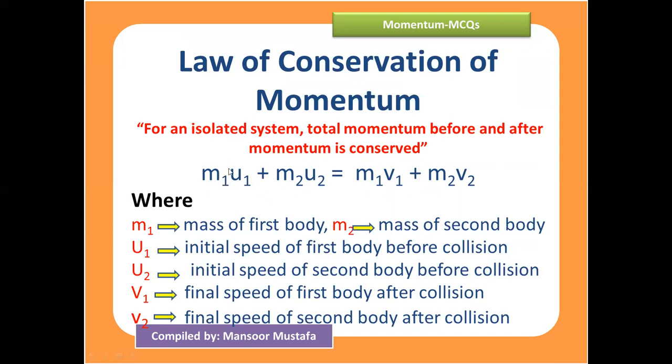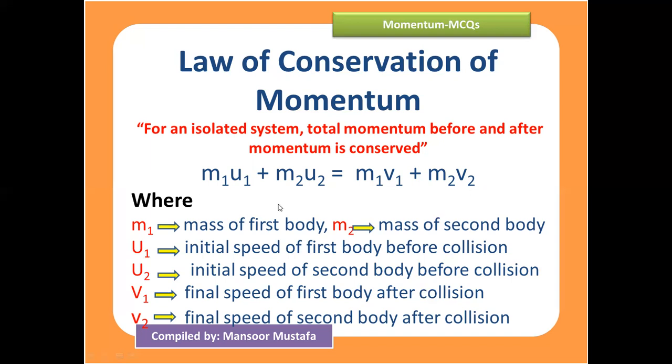In this equation, m1 is the mass of the first object and u1 is the initial velocity of the first object before collision. Same like if another object, so m2 is the mass of that object and u2 is the initial velocity of that object before collision. On the other side of equation, we have mass of the first object and velocity of the first object after collision, means that this v1 is representing final velocity of the object after collision. Same like this will represent the overall momentum of the second object after collision.